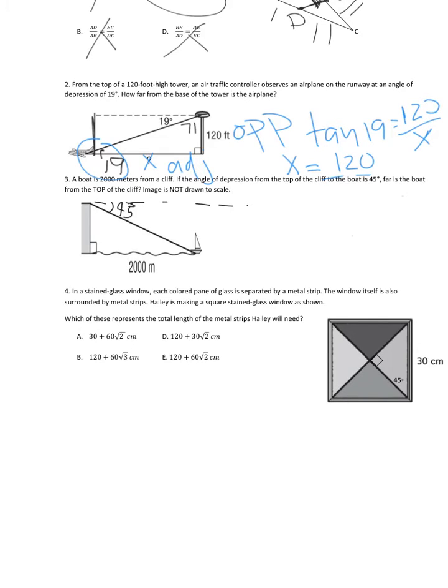Now, it says how, well, the how is missing. It should say how far is the boat from the top of the cliff. The direct length from the boat to the top of the cliff is that line. So that is going to be X. Now, you can put a 45 there, you can put a 45 there, because 90 minus 45 is 45. Even though not drawn to scale, this is a 45, 45, 90 right triangle.